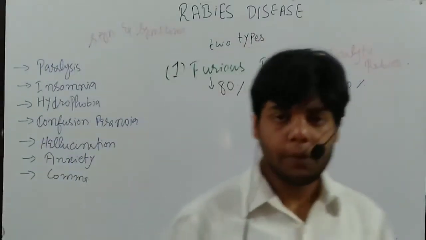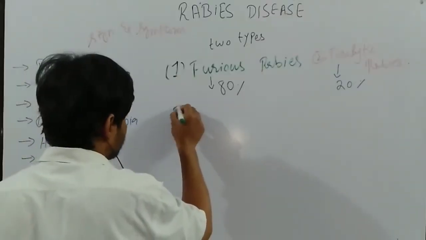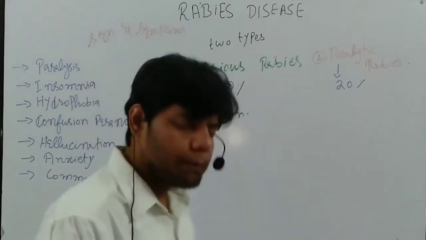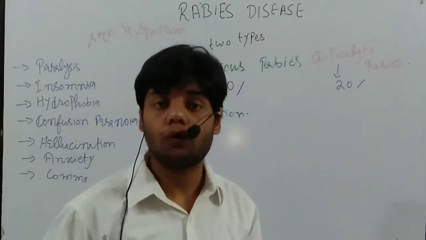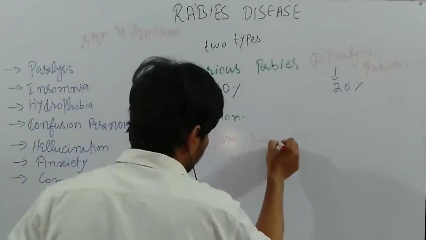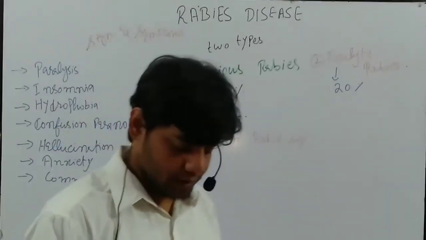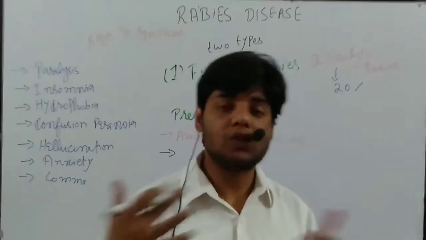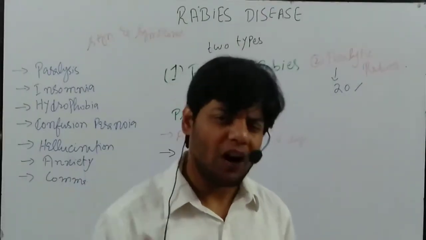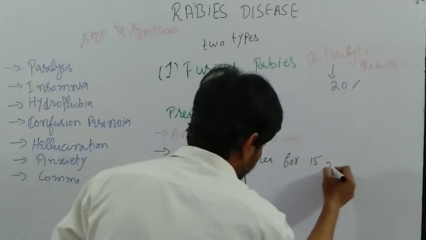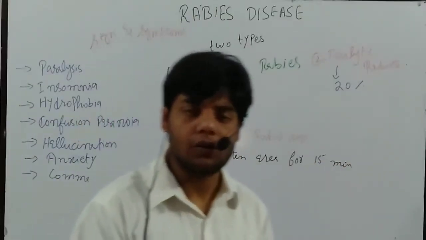Then we have the prevention of the rabies virus, that is, how we can prevent ourselves from it. We should avoid rabid dogs, including those we keep as pets. We should also wash the area of our body that was bitten by the rabid dog for almost 15 minutes, with antiseptic or usually with soap.